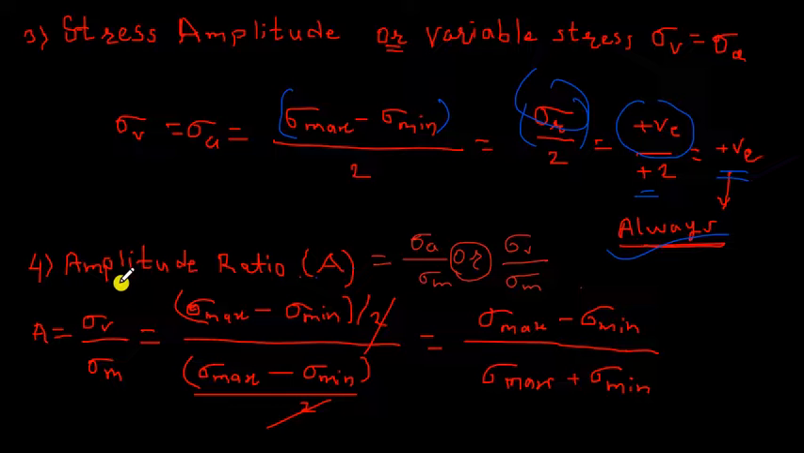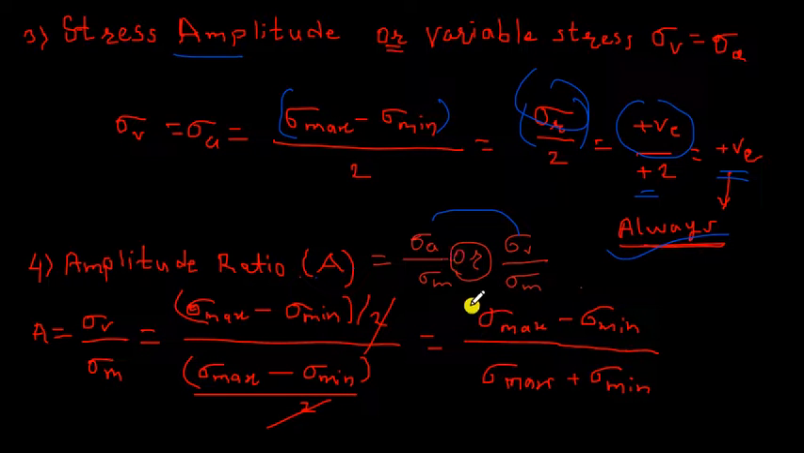Now, what is the amplitude ratio? Don't confuse stress amplitude with amplitude ratio. Amplitude ratio is denoted by capital A, which is nothing but the ratio of sigma a by sigma m. The amplitude, or variable stress, or what we call stress amplitude, are all the same thing, which is sigma max minus sigma min divided by 2.